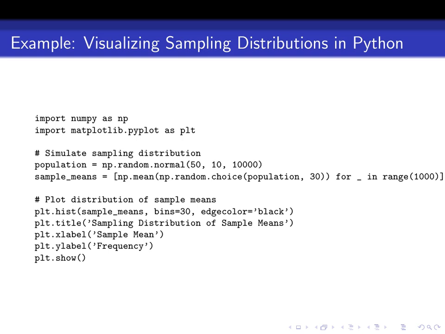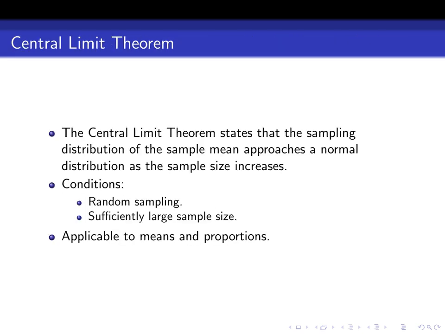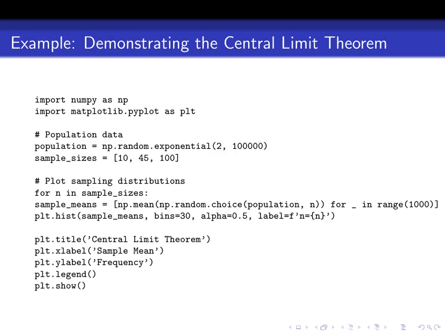sample means. The Central Limit Theorem states that as the sample size increases, the sampling distribution of the sample mean approaches a normal distribution, regardless of the population's shape. However, certain conditions must be met. Sampling should be random, and the sample size should be sufficiently large. This theorem is a cornerstone of inferential statistics because it applies to both means and proportions. The following slide demonstrates this theorem with Python code, showing how sampling distributions become more normal as the sample size grows.